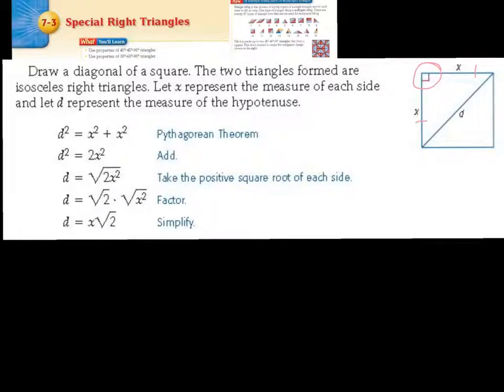If we take the square root of both sides, we get the square root of 2x squared, which we could simplify as square root of 2 times square root of x squared. The square root of x squared is x. So our scale factor, if we know what x is and we want to find d, all we have to do is multiply. So like if x was 5, d would be 5 square root of 2.